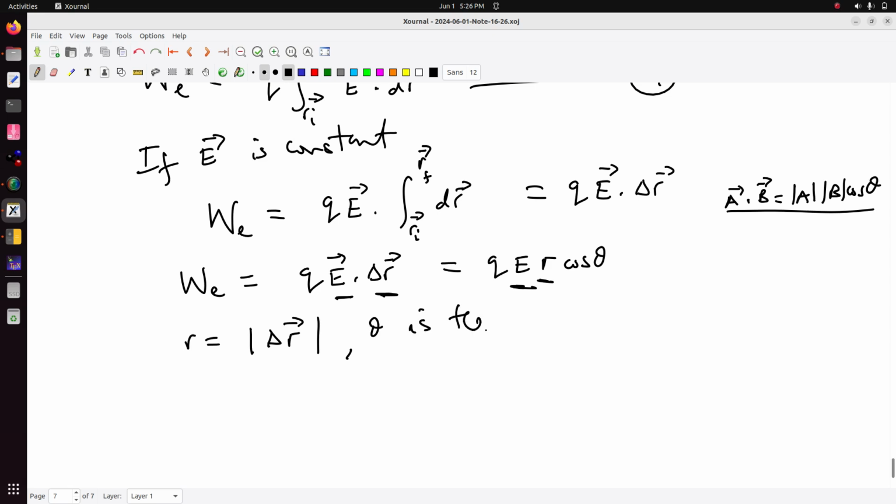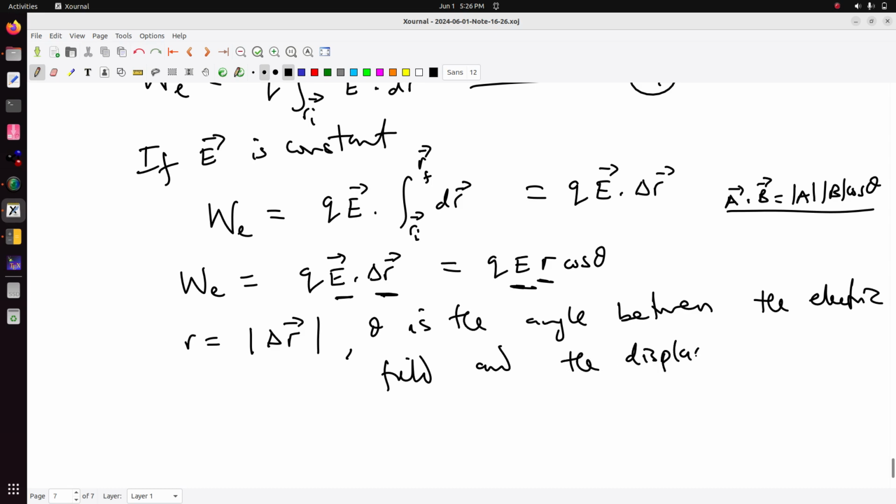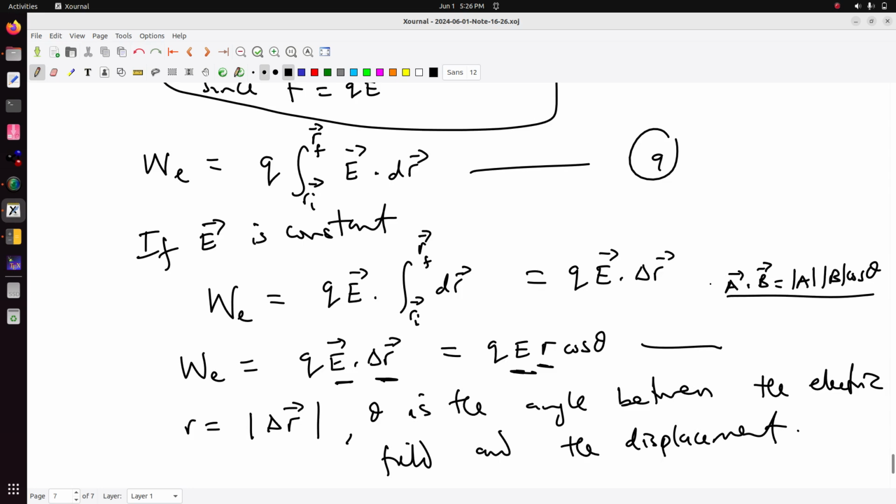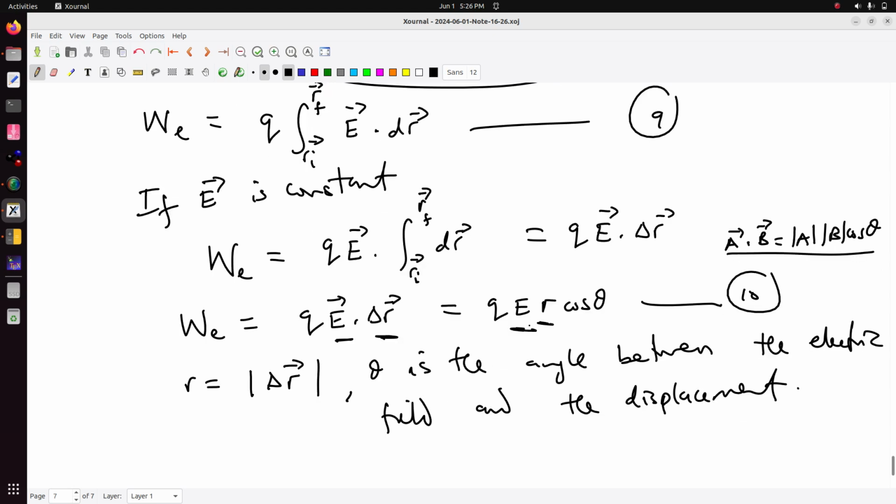It's the angle between the electric field and the displacement, the displacement or position vector. Okay, so I think there are important equations there. This is one of them, which I've labeled equation 9. Equation 10 is also important. If the electric field is constant, we can use equation 10.